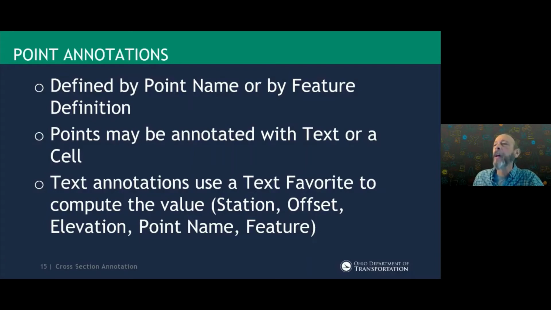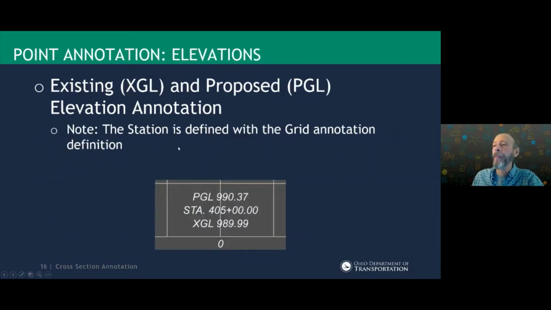So let's move on and talk about our point annotations. Point annotations are defined by either a point name or by a feature definition. Points can be annotated with either text or a cell. The text annotations use those text favorites to compute the values, such as a station, offset, elevation, point name, or feature. This is just zoomed in on the bottom again, the XGL and PGL elevation annotations. As I said, the station is annotated with the grid.